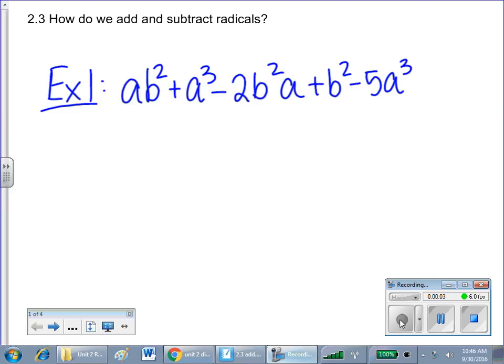Lesson 2.3 on how do we add and subtract radicals. So we're going to talk obviously about adding and subtracting radicals and when we can do this, what conditions need to be in place in order to do this.